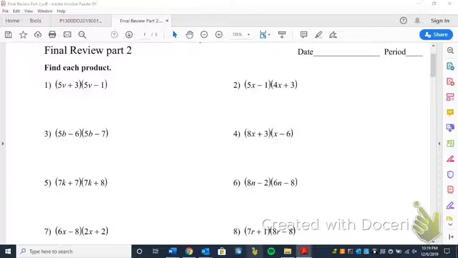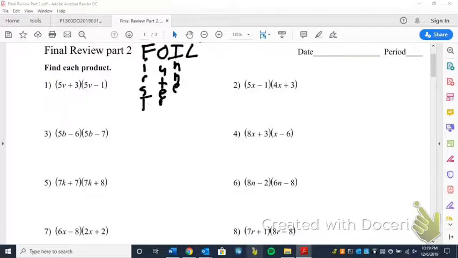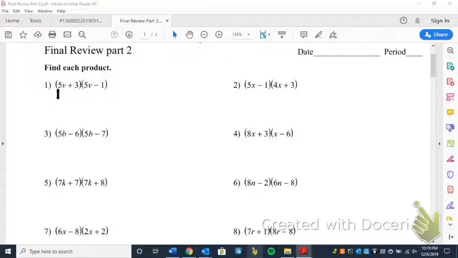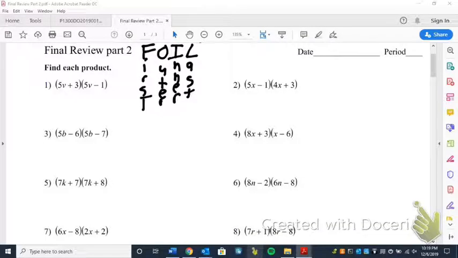so what we do here is we call it foiling when we multiply two binomials together. And this is why. FOIL stands for first, outer, inner, last. I know you guys have gone through this already. I just want to review. So first, outer, inner, last. And what that means is that when we're multiplying this, we're basically distributing one binomial to the other.